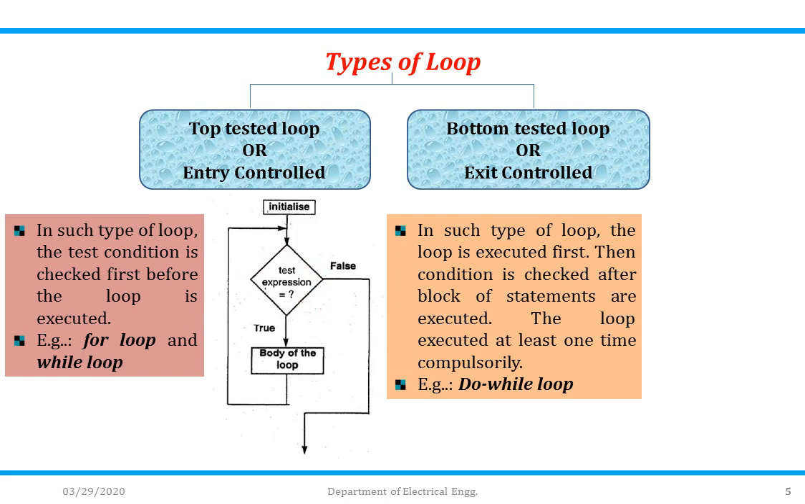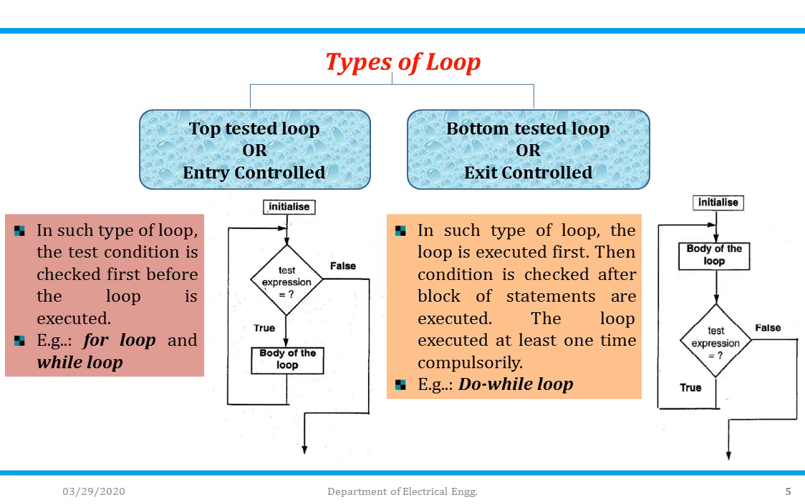Whereas in a bottom tested or exit control loop, the loop is executed first, then the condition is checked after the block of statements is executed. The loop is executed at least one time compulsorily. An example of this is the do while loop. This is the flow chart for the exit control loop.